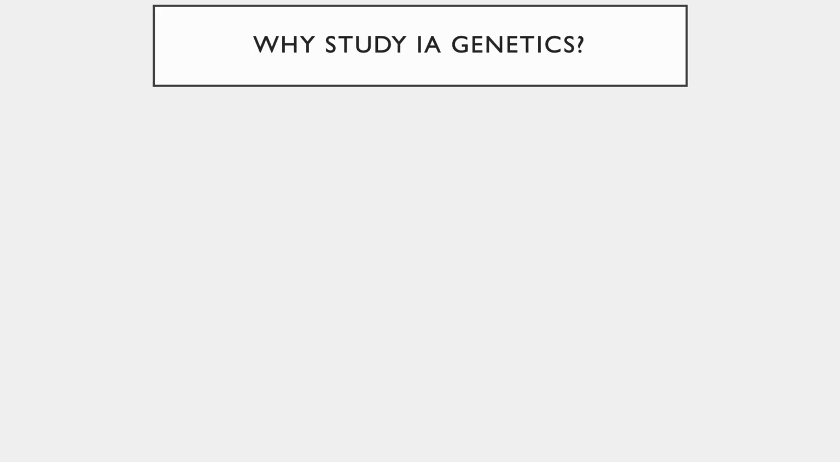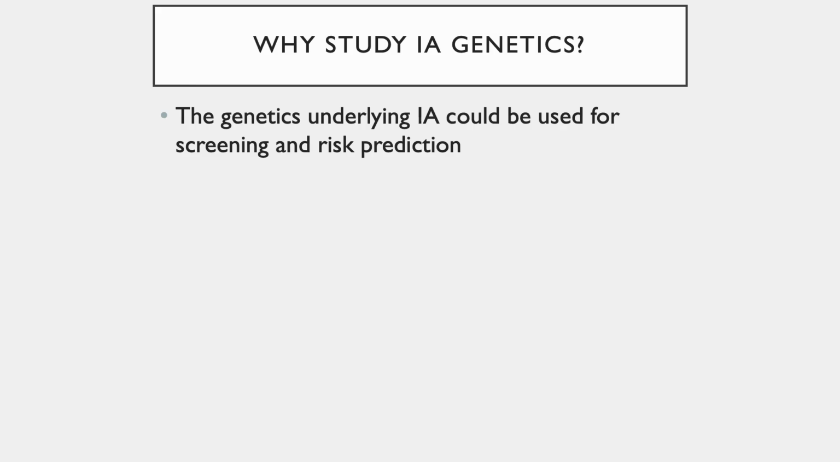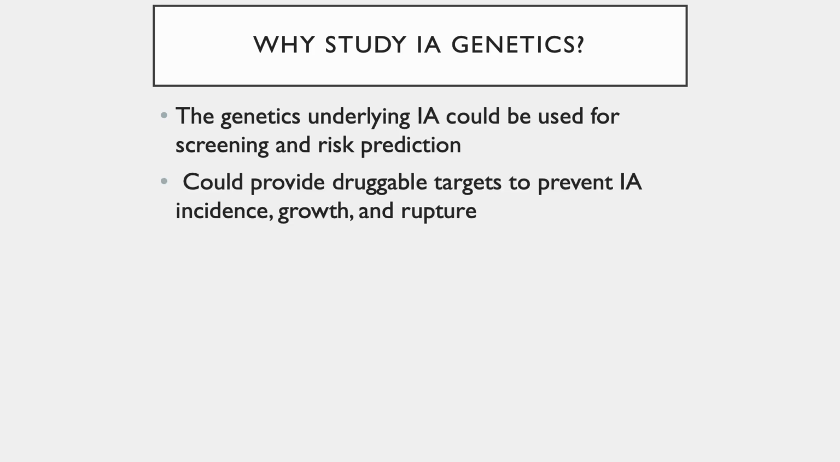So why would someone study intracranial aneurysm genetics? Well, for one, we could use the genetics underlying IA to screen individuals and find individuals that are at risk of rupture or at risk of having intracranial aneurysms so that we can intervene in time. And second, we could identify druggable targets to help prevent intracranial aneurysms from forming or already formed intracranial aneurysms from rupturing.